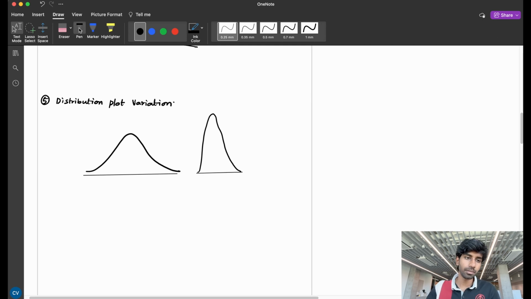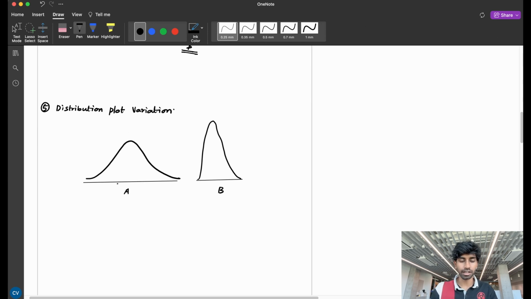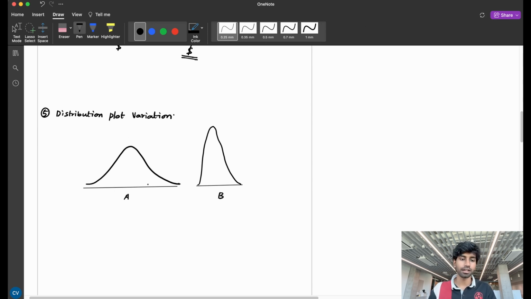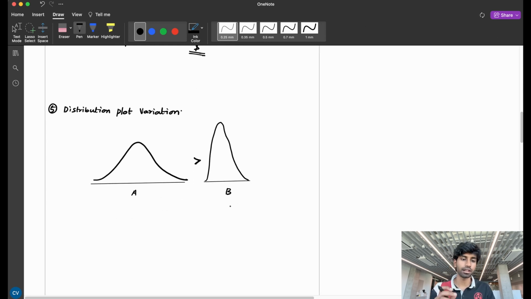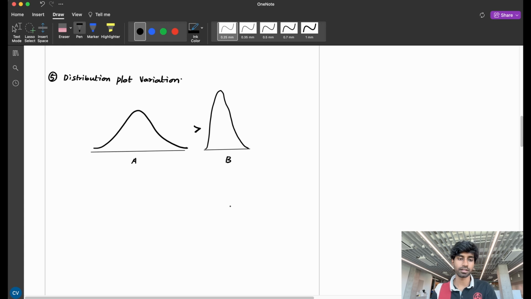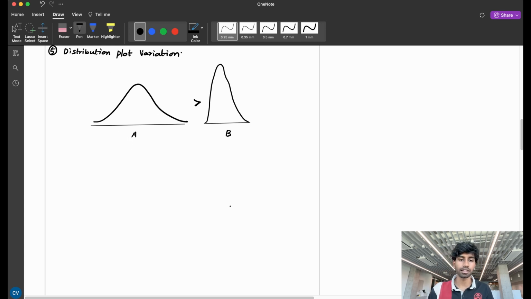The next one is the distribution plot variation. Let's consider two sample distributions. The first one, A, is very spread out like this, and the second one is B. Just from the plot itself we can infer that A has more spread, and our standard deviation and variance are a measure of spread itself. So distribution A will likely have a higher standard deviation and more variance compared to distribution B. That's how, from the distribution plot, we can quickly analyze whether the variation of one distribution is higher than the other or not.